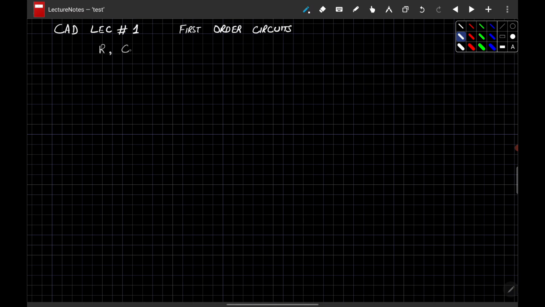We have three major components. One is R, the other one is C, and the third one is inductor called L. If we take two combinations such as RC or RL, these types of circuits will be solved by first order differential equations. So what type of circuits will we form with these components?